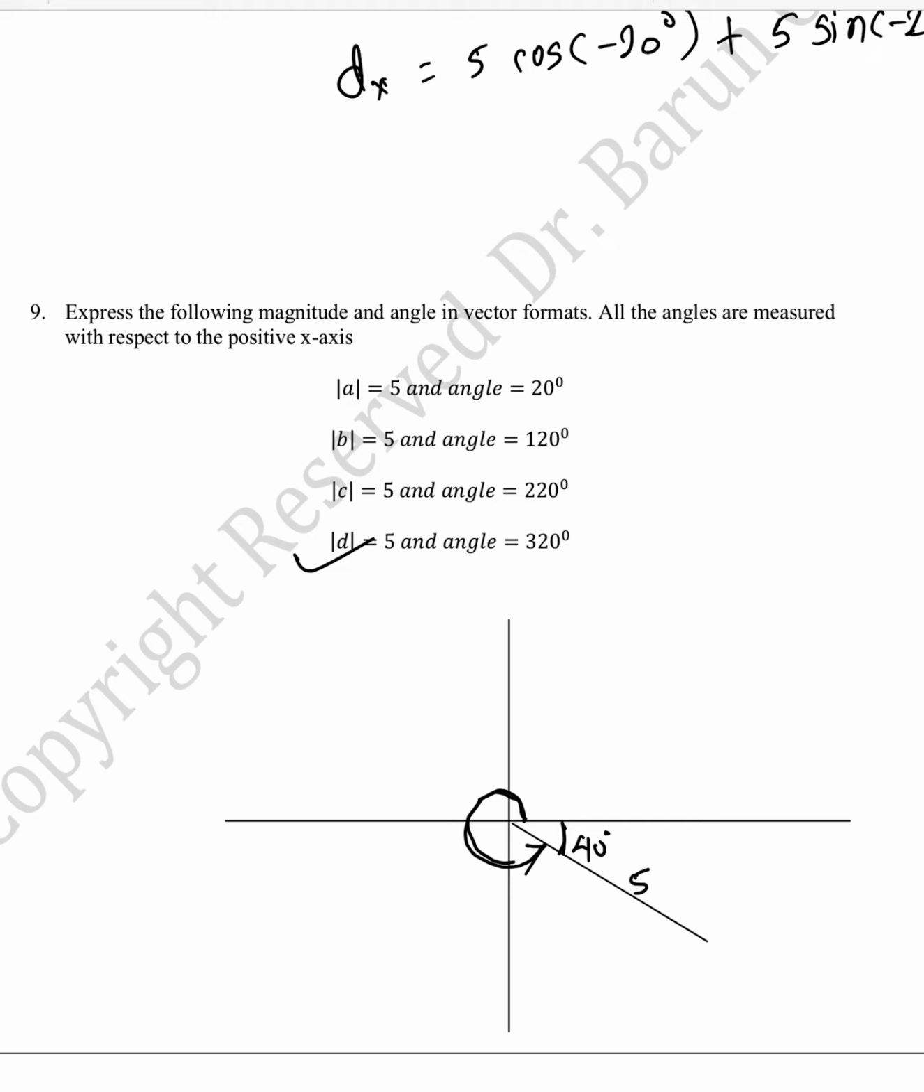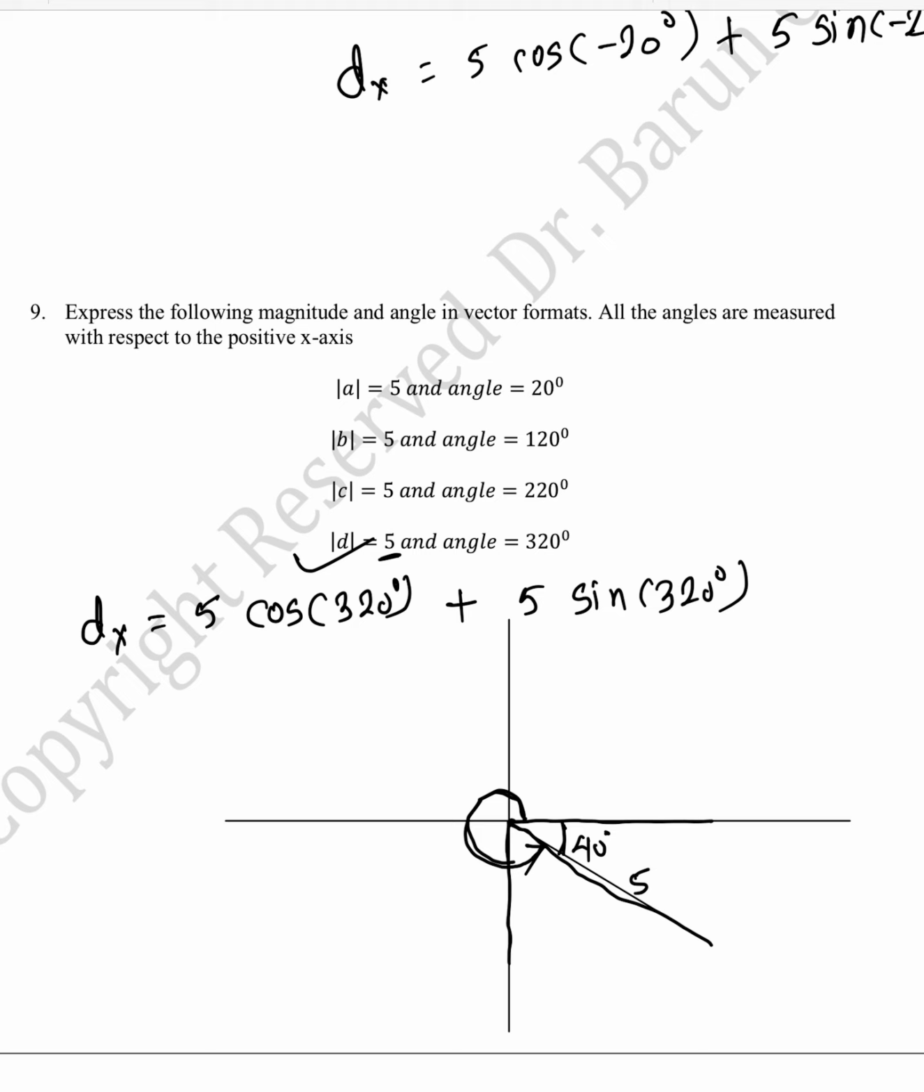So now there are two ways you can solve this one. The one way is, I have represented my vector and I see that this is in my fourth quadrant. So in the fourth quadrant, I can clearly see my x component is positive and my y component is negative. So what this means is my d would be 5 cosine 320 degrees plus 5 sine 320 degrees. If you plug in, you'll get the answer.